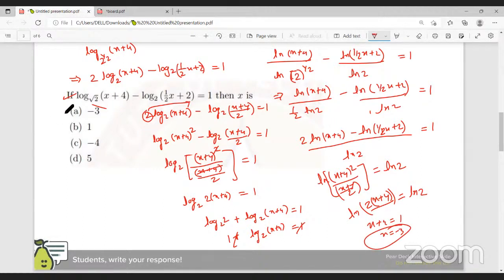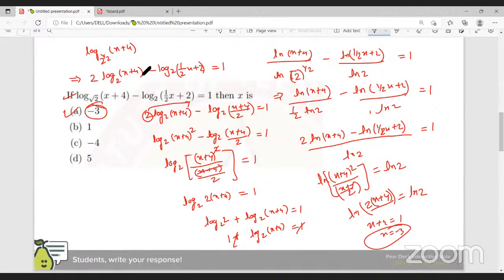Okay. So here is the correct option here, right? So either way you can solve it, just apply the properties. Okay, any doubt in this part? No. There are many ways to solve one math problem.